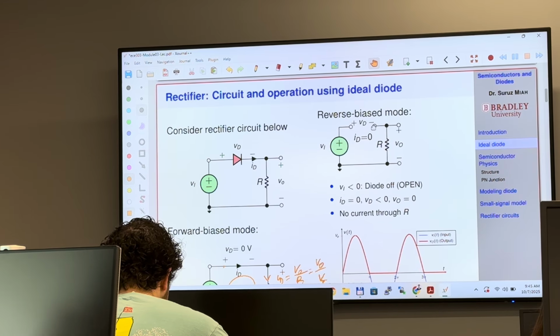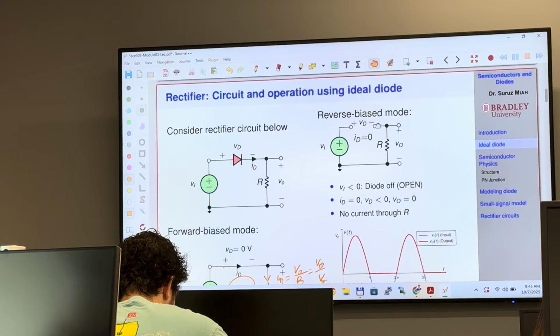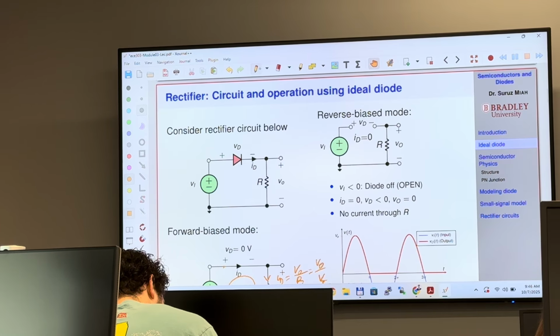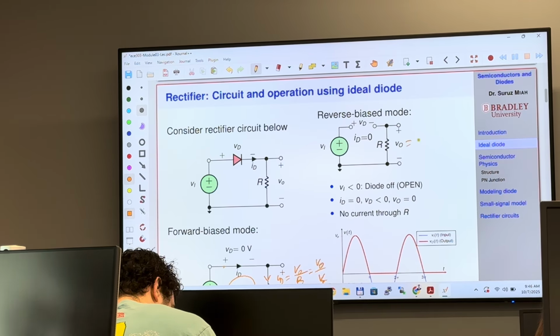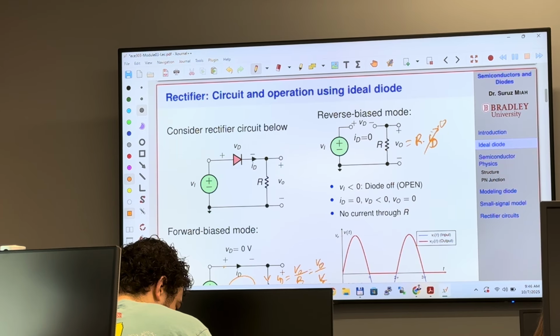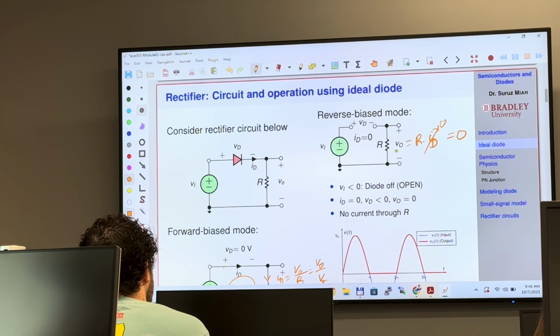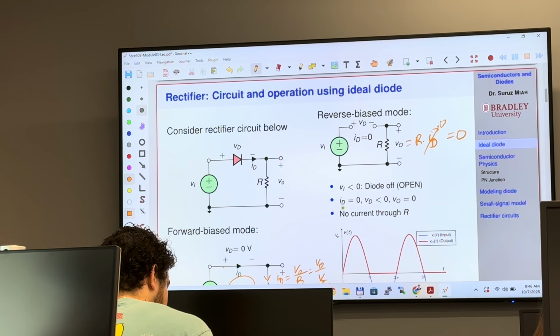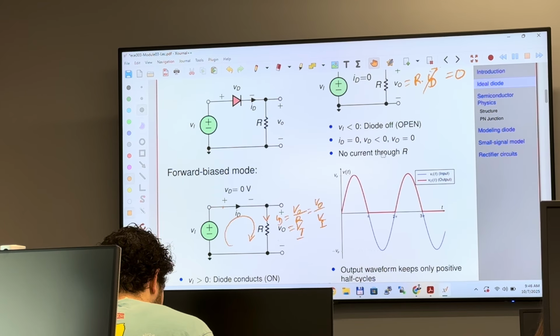There is no connection. ID is going to be 0. Because no current is flowing, because it is an open circuit, no current will flow through this resistor. So the voltage VO is going to be R times ID. Because ID is 0, the output voltage is going to be 0. So if this voltage is negative, the diode is off. It's an open circuit. So ID is going to be 0 and VD is going to be negative. So the output is going to be 0. So no current will flow.